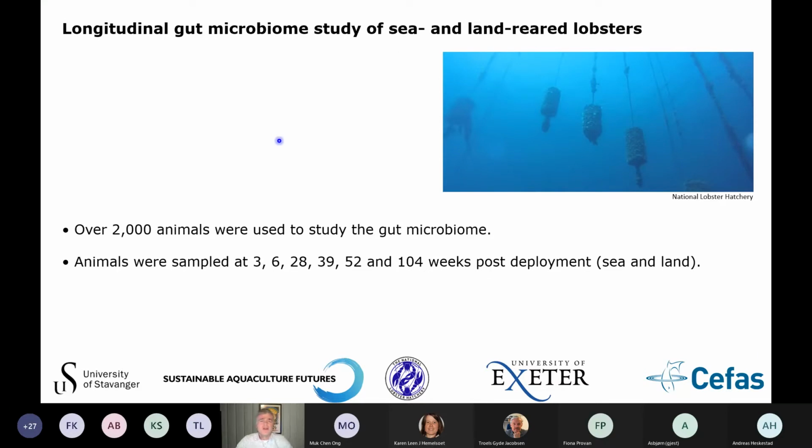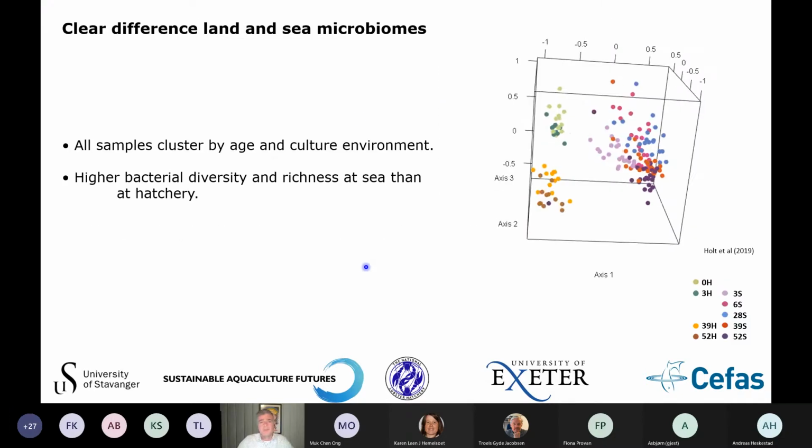So in addition to the standard health screen, we also wanted to look over the years at what happened to the microbiome of these animals. Here you've got a picture of the cages or containers hanging down from mussel lines. Over the course of 2 years, from both sea and land, we took 2,000 animals and sacrificed them and studied the microorganisms living in their guts. So we did the microbiome study.